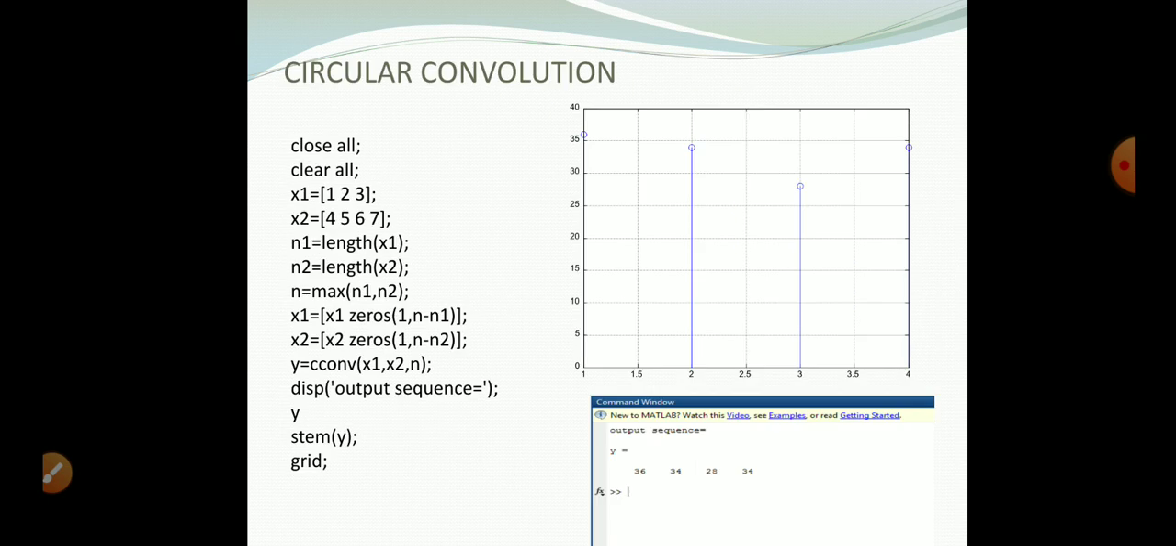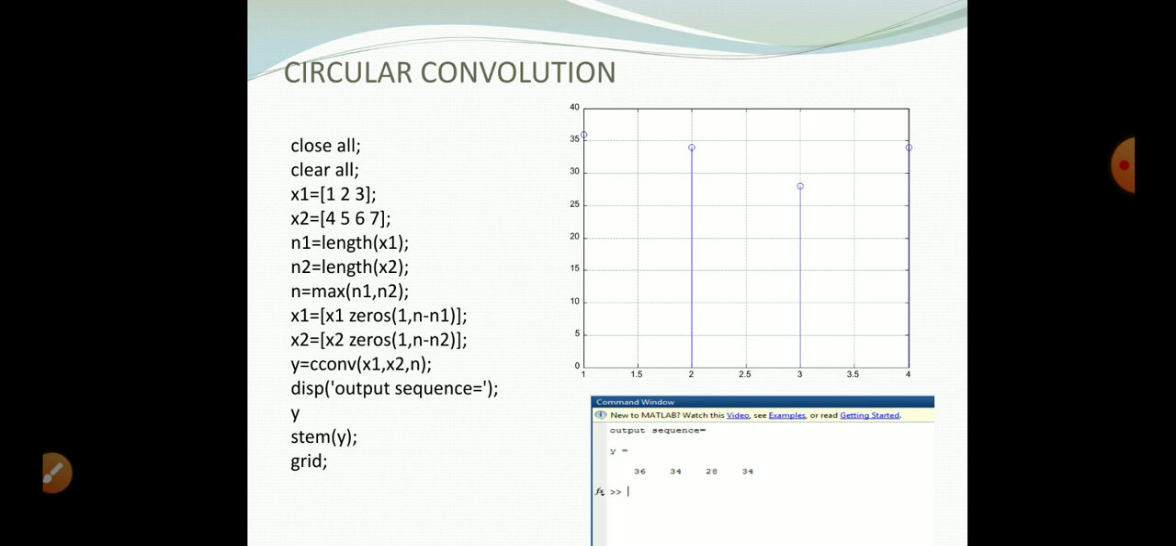Next one is the circular convolution. To perform the circular convolution among two values, x1 and x2. Here x1 consists of 1, 2, 3 values and x2 consists of 4, 5, 6, 7. In theory, we studied that to perform the circular convolution, the length of the samples must be equal. Here the lengths of the samples are different. The number of samples in x1 is 3 and the number of samples in x2 is 4. To make these samples equal, we append zeros to x1. Then x1 and x2 become equal.